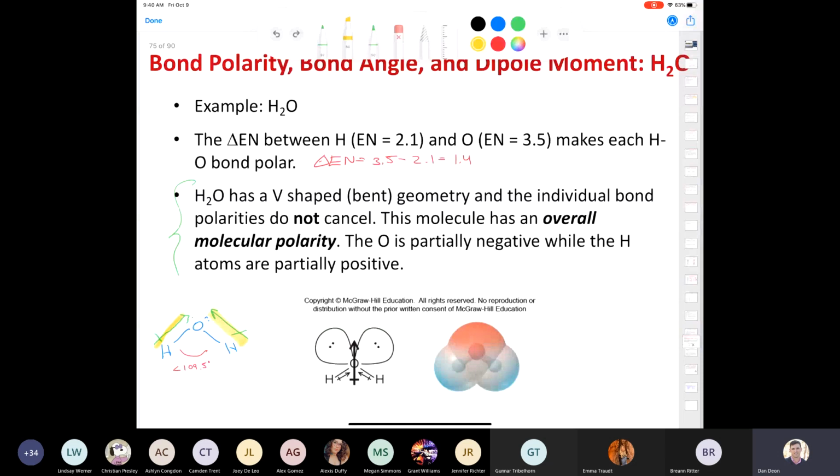So you have to be able to add these vectors in your mind and say, well, if I add those two vectors, overall, I'm going to get a resultant vector, which is in this direction. And so that is why we draw the dipole going in this direction. So water is a polar molecule. It's got two polar bonds. They don't cancel out. And if you add up those two dipoles, they point in the direction of the big green arrow that I've drawn, or the one that's in the green circle.